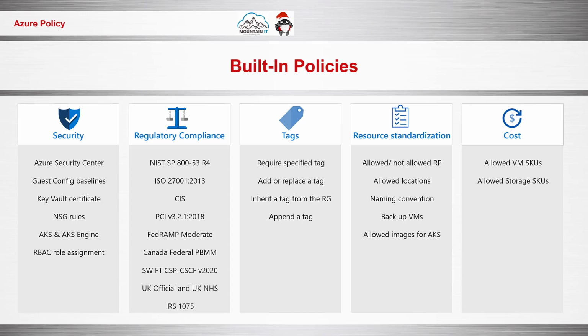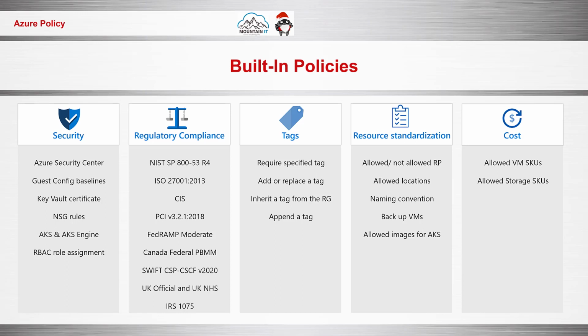One of the most used features when it comes to policies are tagging rules or tagging policies: require tags, add or replace tags, inherit a tag from a resource group, or append a tag. So every time you want to have a resource in Azure and you need some cost management in the end, it leads back to tagging. On the one hand, it is for cost management. On the other hand, you can use tags for automation.